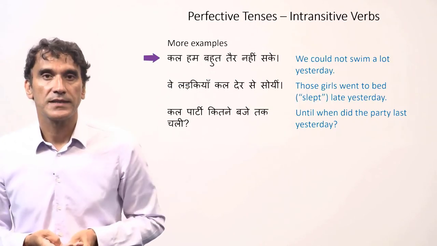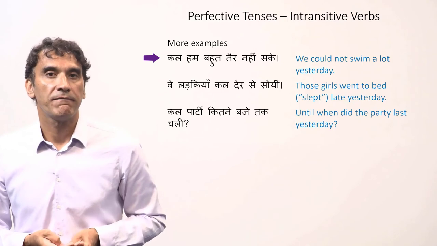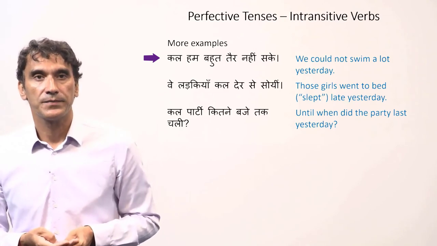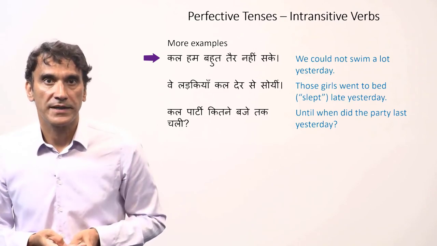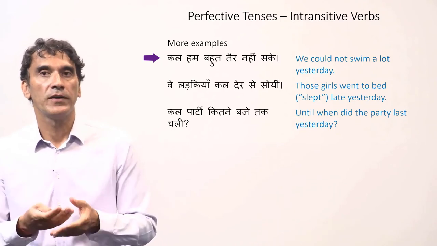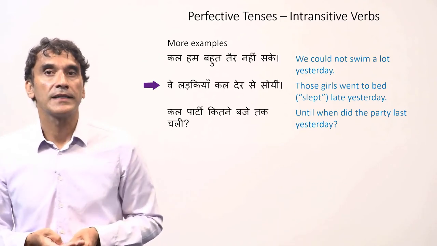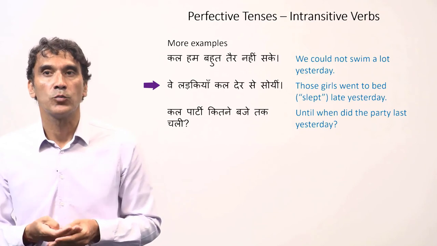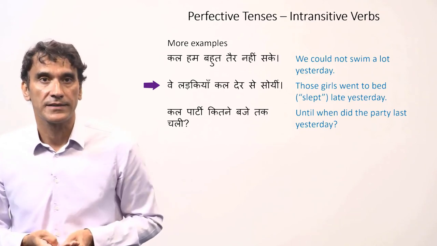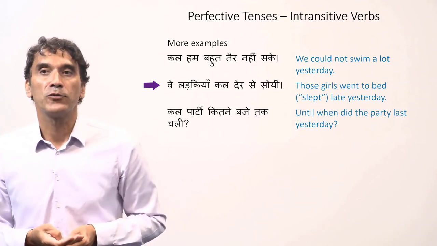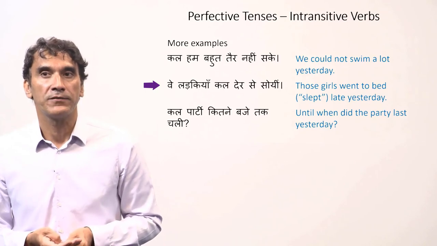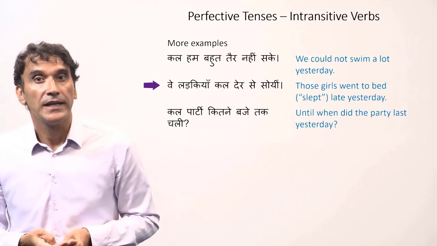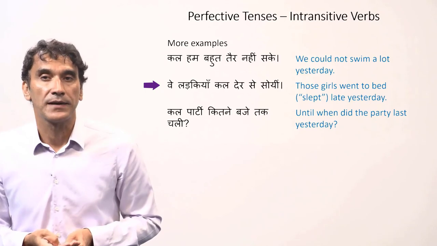A few more examples. Kal hum bahut tair nahi sake, we could not swim a lot yesterday. Here we have the modal verb sakna, can, in the past tense, so we could. Ve ladkiyan kal der se soin, those girls went to bed late yesterday, slept late yesterday. When there is a feminine plural subject, the verb form at the end of the sentence will get nasalization. That's why we have the nasalized participle, soi.